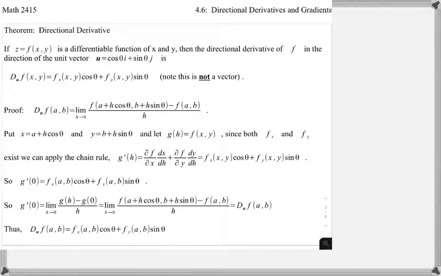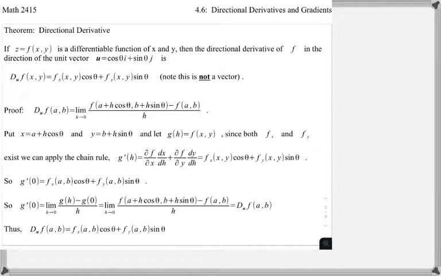So if we put x equal to a plus h cosine theta and y equal to b plus h sine theta, we can define a function g of h, which is equal to f of x, y. Since both the partial with respect to x and partial with respect to y of f exist, we can apply the chain rule and take the derivative of g of h. So g prime of h is going to be the partial derivative of f with respect to x times dx/dh, plus the partial derivative of f with respect to y times dy/dh.